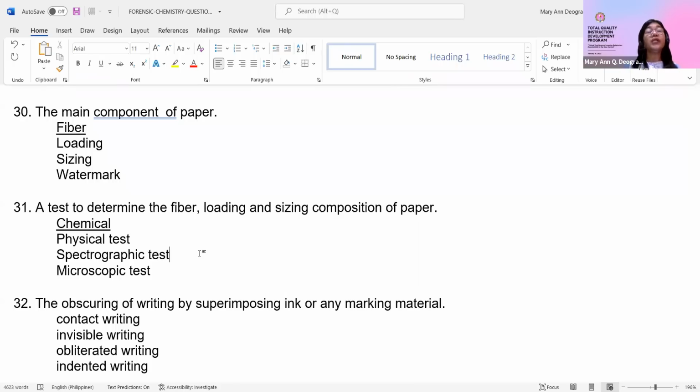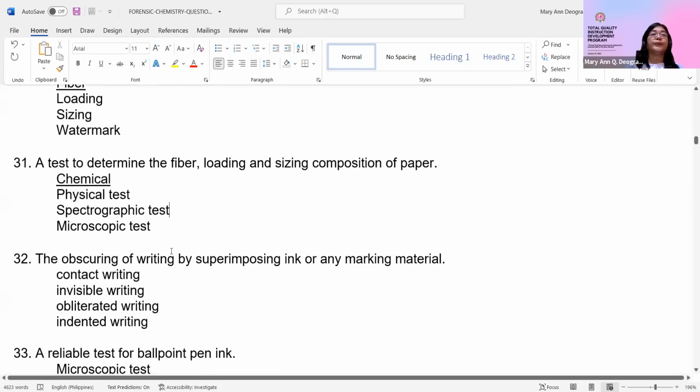So, in order for us to determine the fiber, the loading, and the sizing compositions of paper, we have to apply the chemical test. So, chemically, malalaman natin kung ano yung nilalaman ng paper natin. Anong klaseng fiber ang ginamit dyan? Anong klaseng sizing material ang ginamit dyan? Tsaka anong loading material ang meron dyan? So, it's the chemical test.